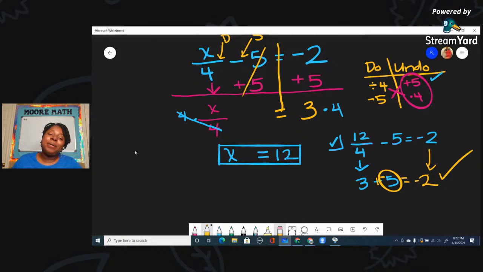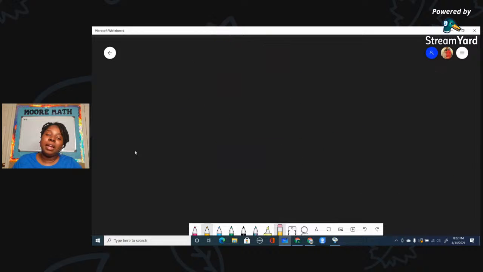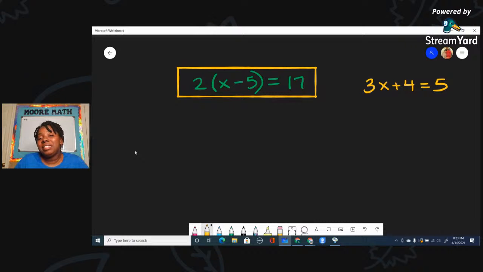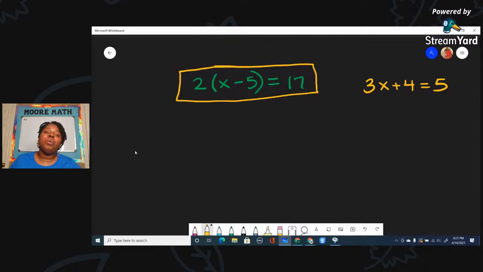Okay, so now we're going to take it up a notch. What about if it looked like this? What is this called? A lot of times students know how to do the previous problem, but then when they see something like this, it's a little bit scary. But I'm going to show you how it's pretty much the same thing.